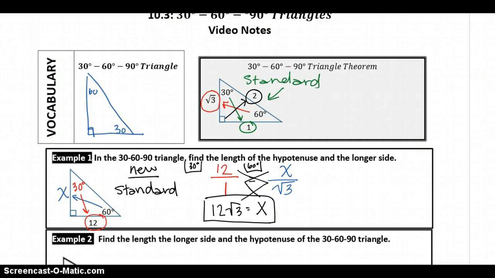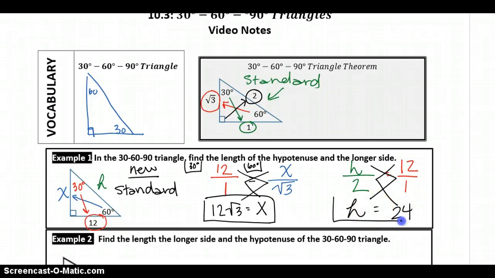Now we also need to find the hypotenuse of our new triangle. We don't know what that is, so I'm going to call it h. And the hypotenuse in our standard triangle was 2. So we have a ratio of h to 2, or h over 2. But again, I can compare this to the ratio I had for the length across from the 30-degree angle, 12 over 1, and cross multiply to solve for h. So h times 1 gives me h. 12 times 2 gives me 24. So our hypotenuse has to have a length of 24.